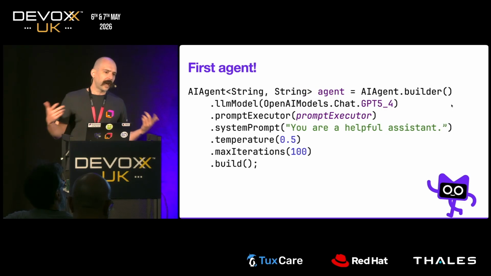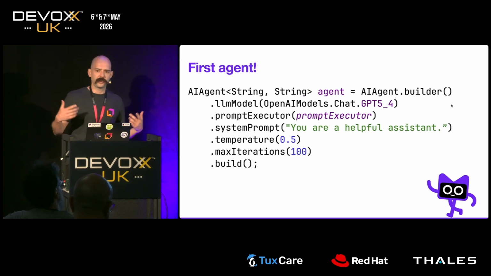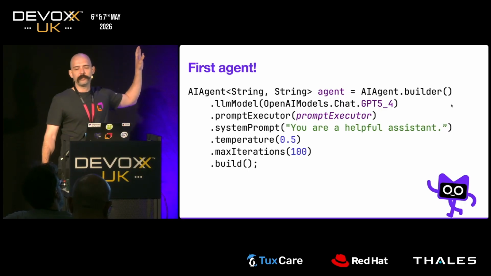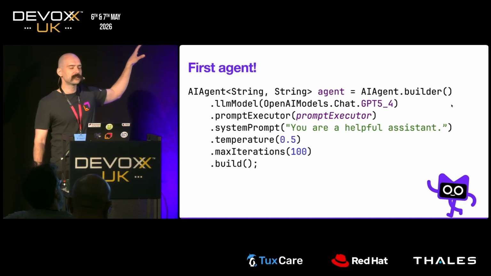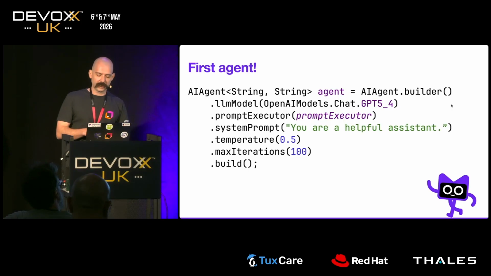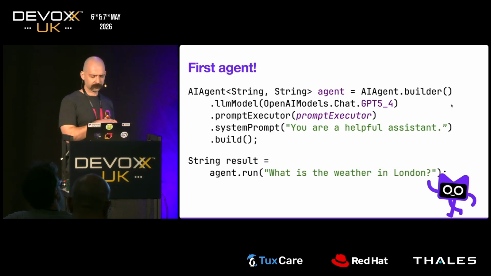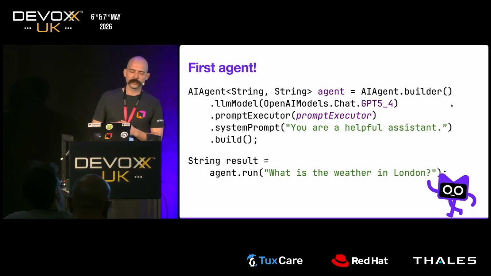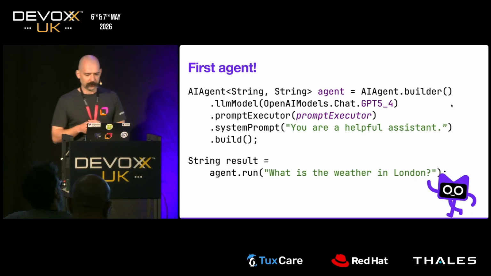And agents are typed, of course, because Java and Kotlin are typed languages, right? So our AI agent is also typed. And here we have a very simple agent, so it takes a string as the input, and it returns a string as the output. So we can call the agent like this. We pass a string into the run function, and we get a string as the result. And here our question, what is the weather in London?